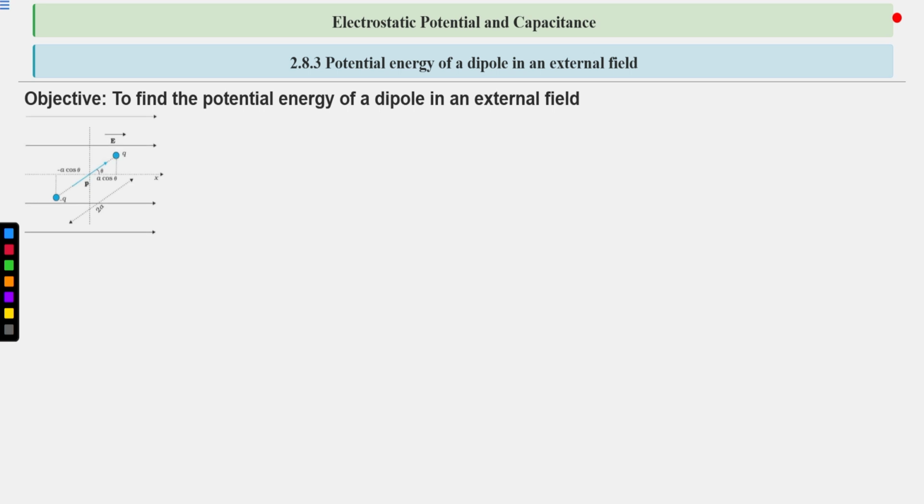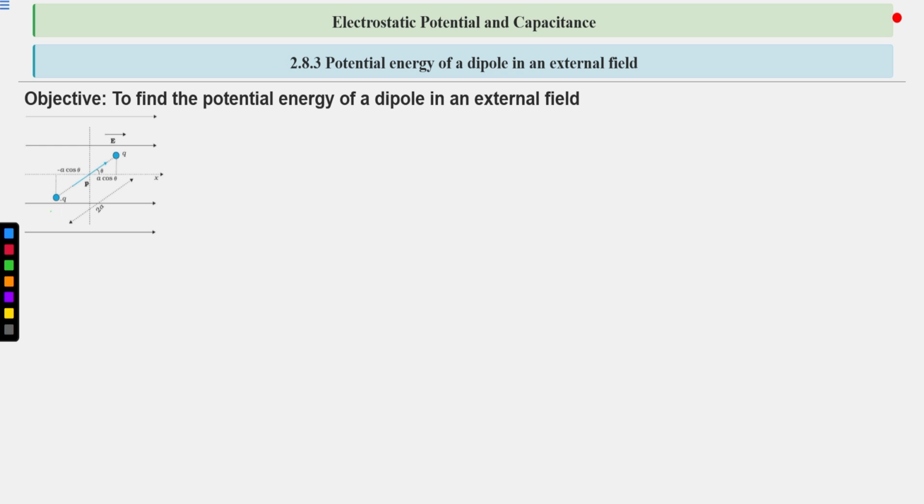We have seen the dipole in the external field and we have calculated the torque on the dipole. Now we will calculate the potential energy of a dipole in the external field. This is the diagram you are familiar with. This is minus Q charge, plus Q charge. This is the dipole moment. Direction of dipole moment is from minus to positive charge. This is the uniform electric field in this direction.